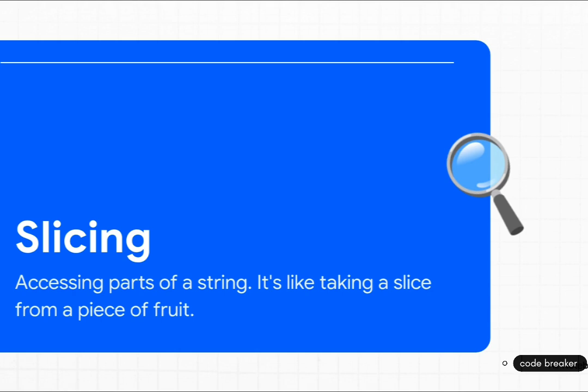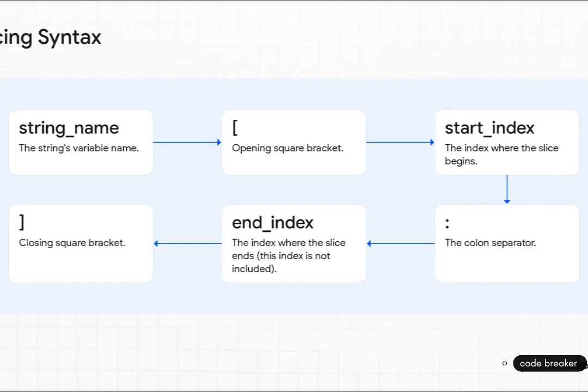Well, the answer is slicing. This is how you grab a piece of one string to make another one. The whole cutting a slice from an apple thing is a perfect way to think about it. You aren't changing the original apple, you're just taking a piece of it. So how do you do it? The syntax is super specific, but it makes sense once you see it. You take your string's name, add square brackets, and then put your starting position, a colon, and your ending position. And here's the number one thing to remember about slicing. It grabs everything up to, but not including the end index.